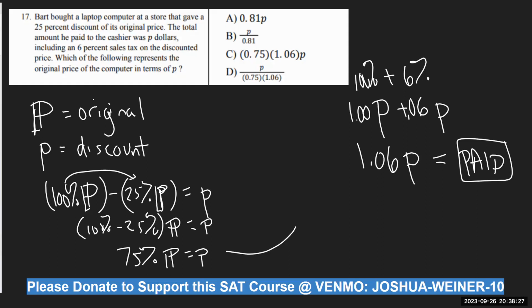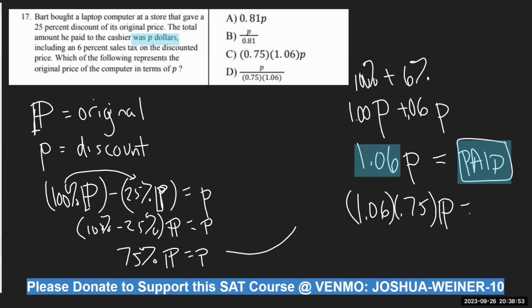All right, so now I have to go back because of the wording. He paid $P. That's the amount he paid in the blue box. That was 6% of the discounted price. But the discounted price can be written as 1.06 times 0.75 times the original price. And that's the amount paid. So if we want to get the original price of the computer, we want to isolate that variable.